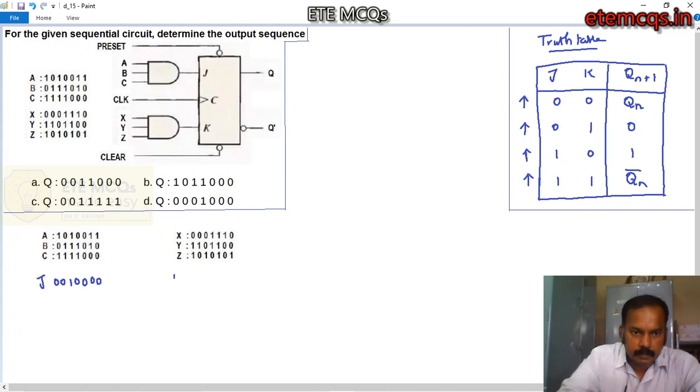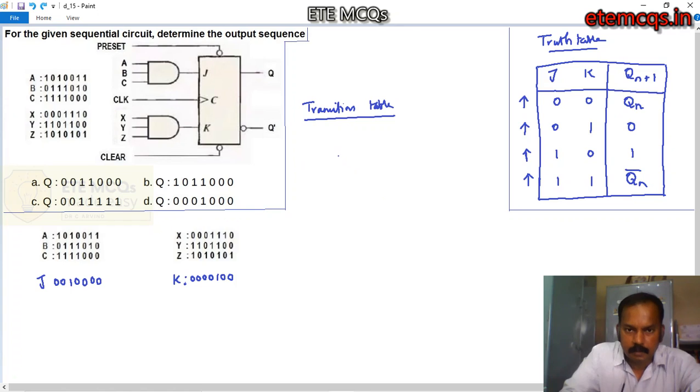Likewise, for the K input, you will have the sequence based on X, Y and Z. For 011, it is 0. For 010, again it is 0. For 001, it is 0 again. For 110, again 0. For 111, it is 1. For 100, it is again 0. For 001, it is again 0. So the sequence of values that J and K will take as input is obtained. In the transition table, you will have J, K and the respective output Q.